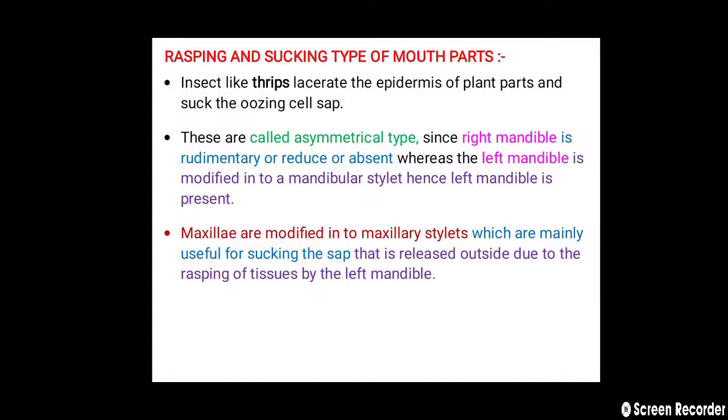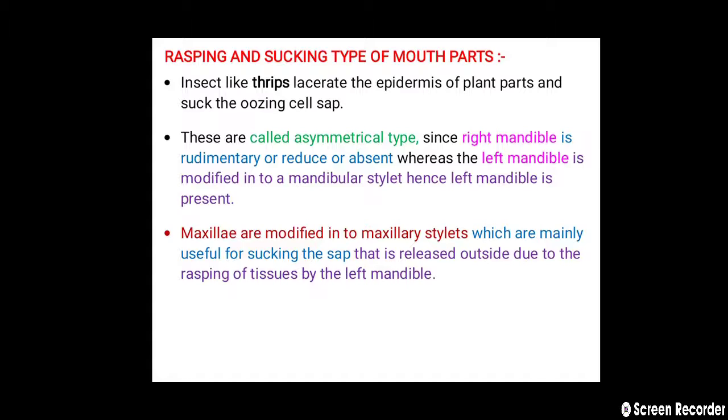Hello everyone. In today's session, we are going to study firstly the rasping and sucking type of mouth parts. In insects like thrips, they lacerate the epidermis of plant parts and suck the oozing cell sap. So this is the feeding mechanism of the thrips. Thrips first lacerate or scrape the epidermal portion of the plant surface, or the leaves, and after that feed on the oozing cell sap.